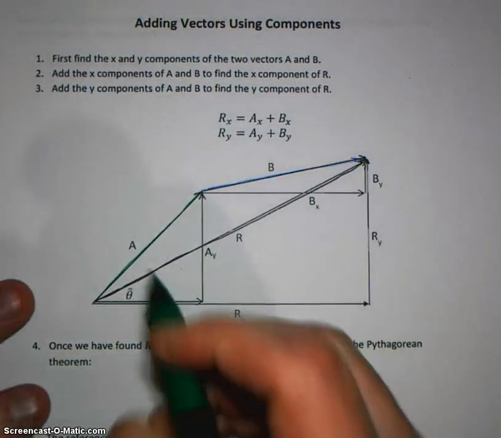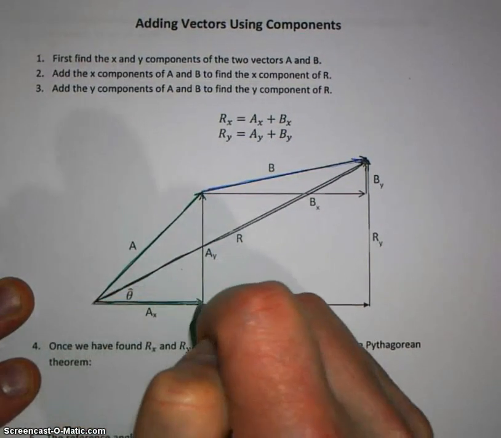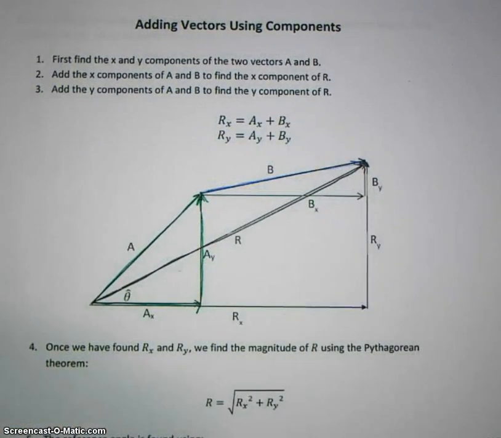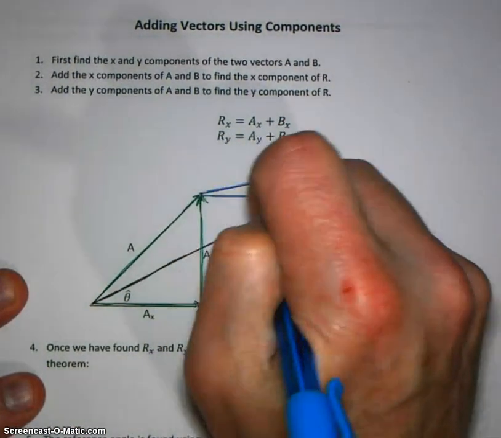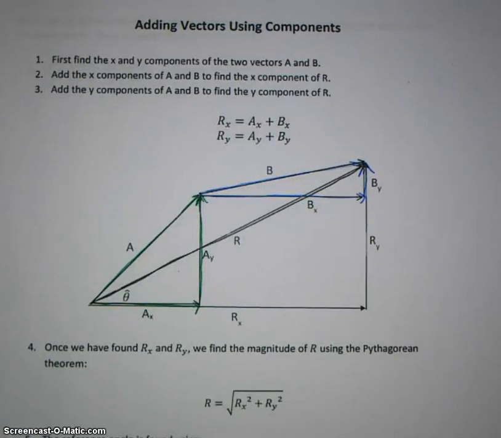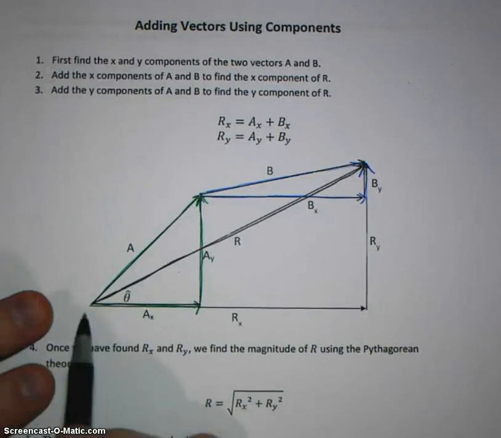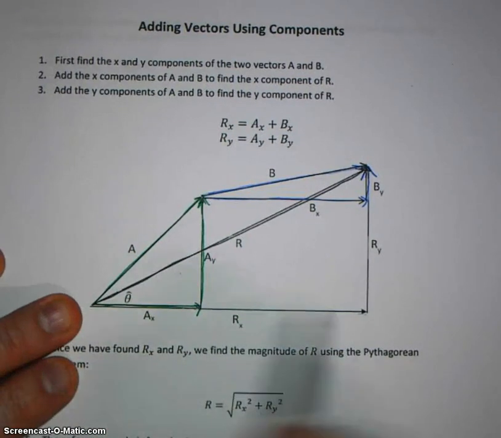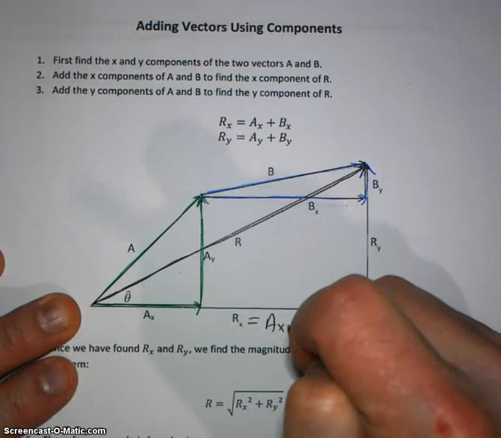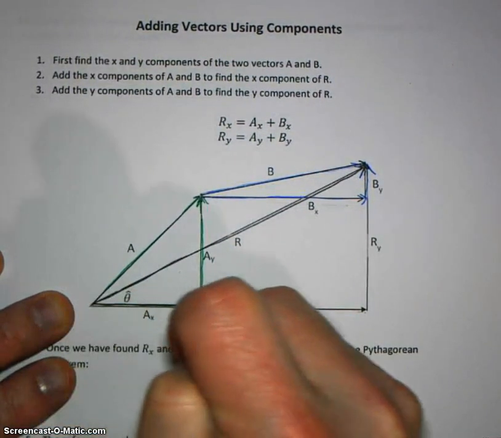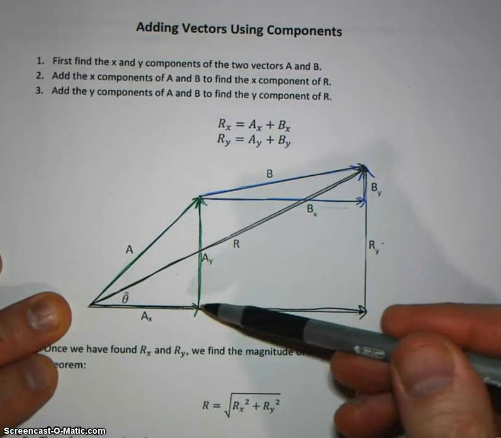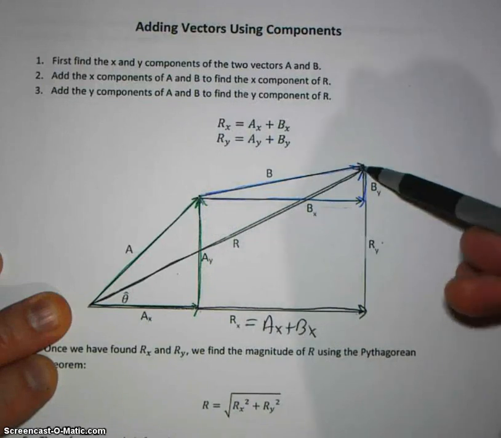Well, the answer is we find Ax like we did in the last section, and we find Ay like we did in the last section. Then we find Bx and By, just like we did in the last section. And then notice what happens. Rx is Ax plus Bx. So there's Rx. And then you've got the same thing with Ry. Ry is Ay plus By.